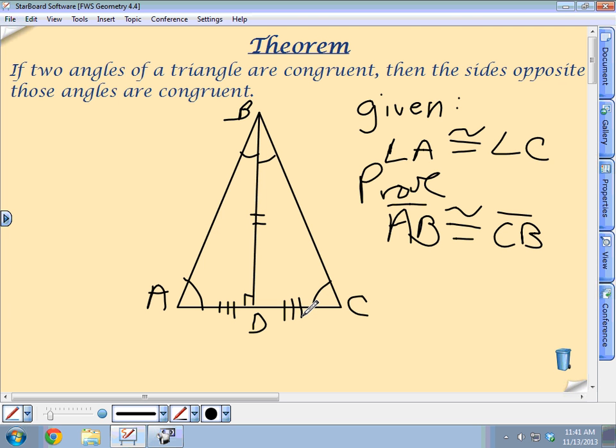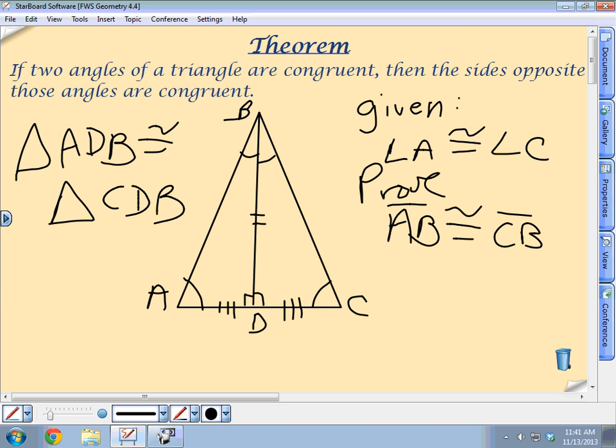Well, where's your other angle? The 90. Right, here's your other one. So if this is 90 degrees, this is 90 degrees. That's the definition of perpendicular. And so then you can say triangle ADB is congruent to triangle CDB. And what's your reason?